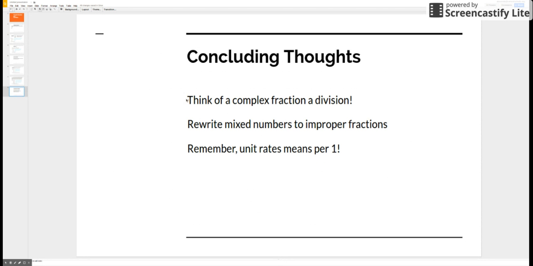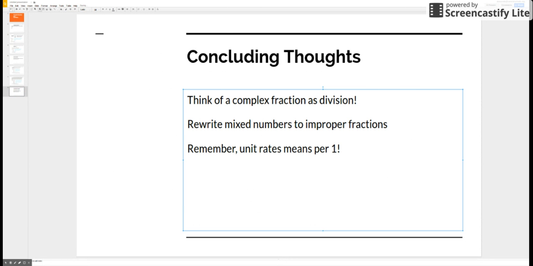Some concluding thoughts. I want you to think of a complex fraction as a division problem. I want you to rewrite mixed numbers as improper fractions, and I want you to remember that unit rates means per one. Okay? So I hope you learned about complex fractions and unit rates.